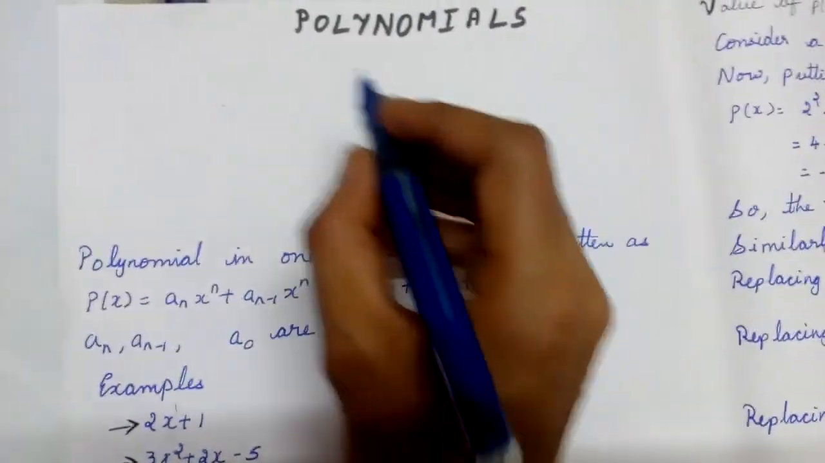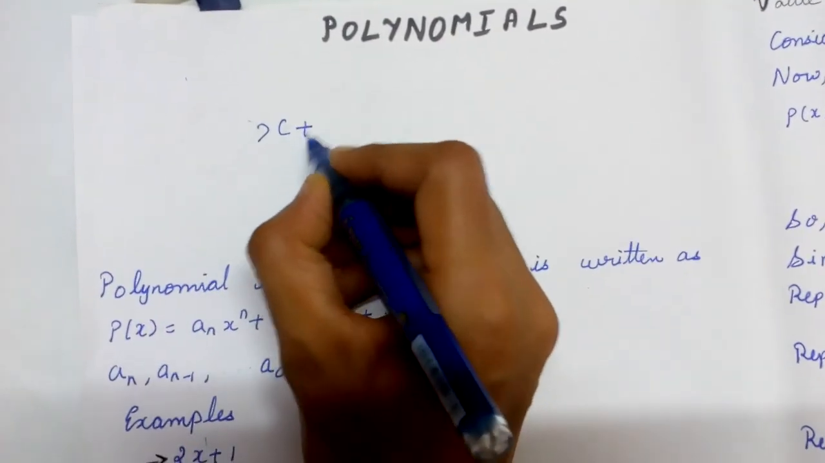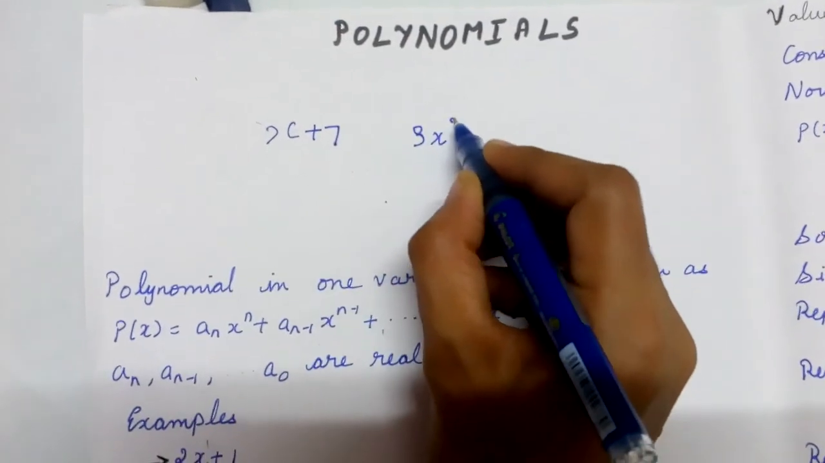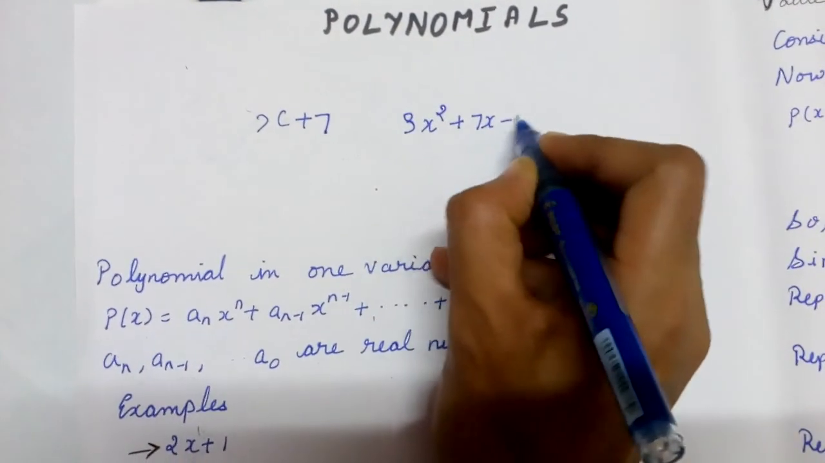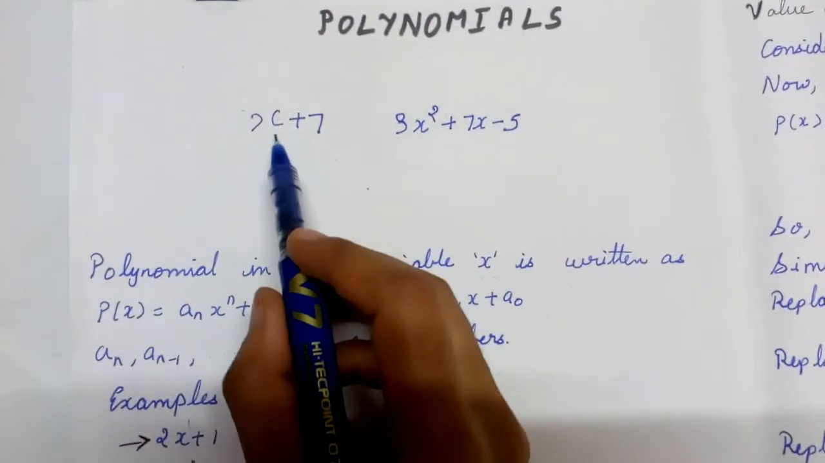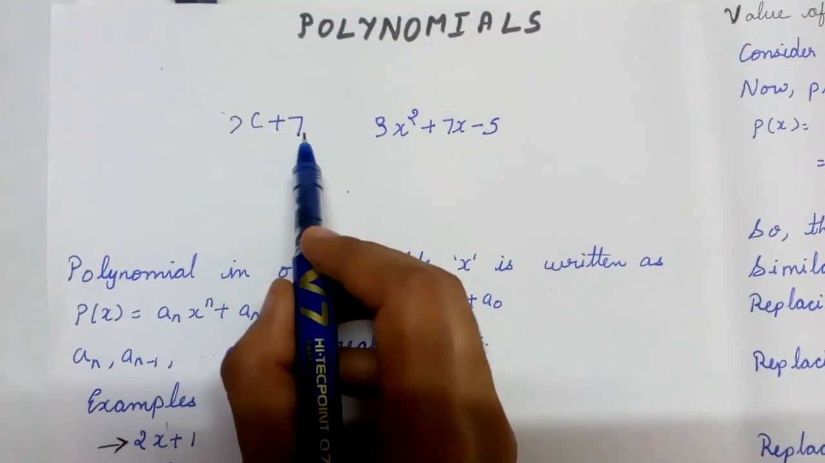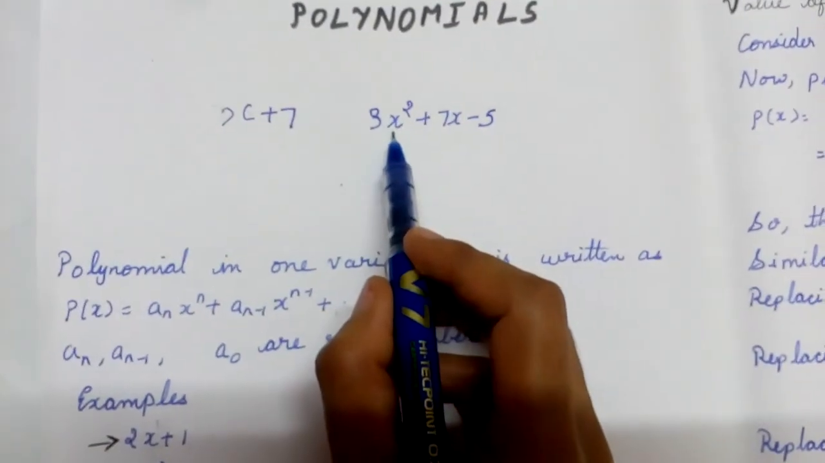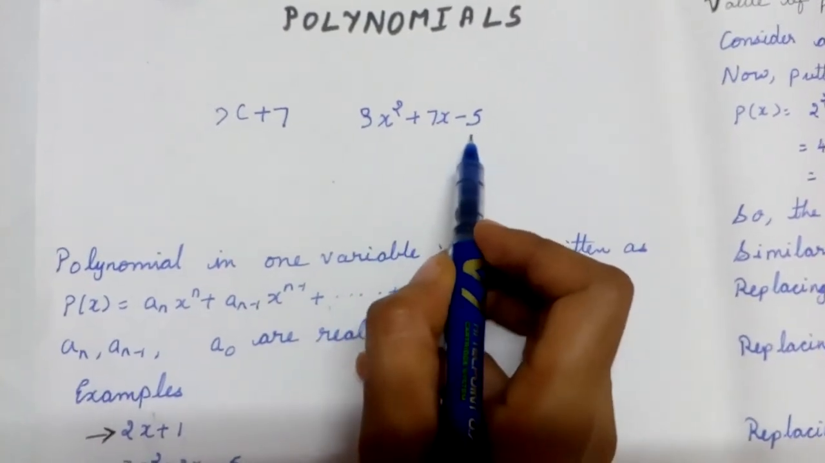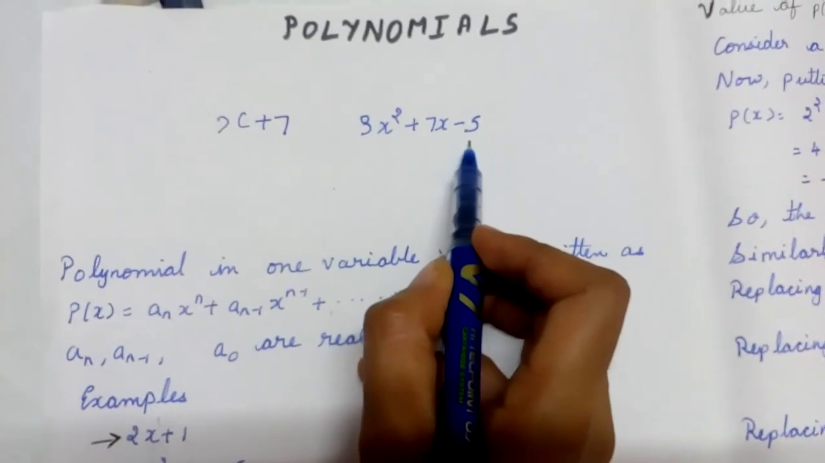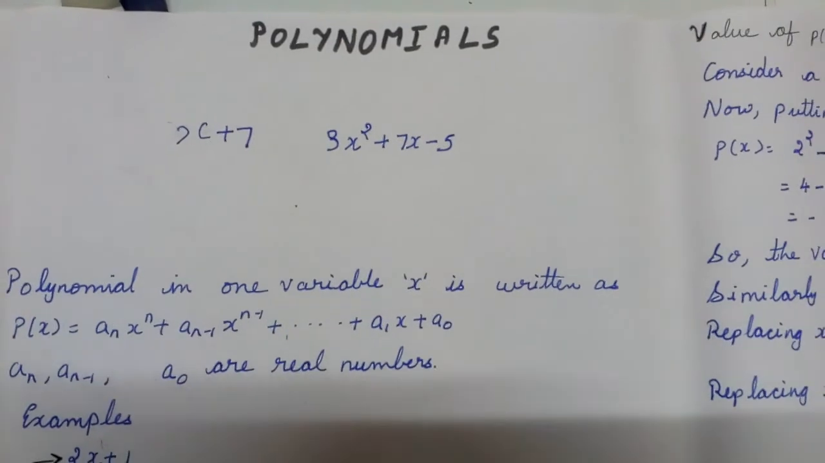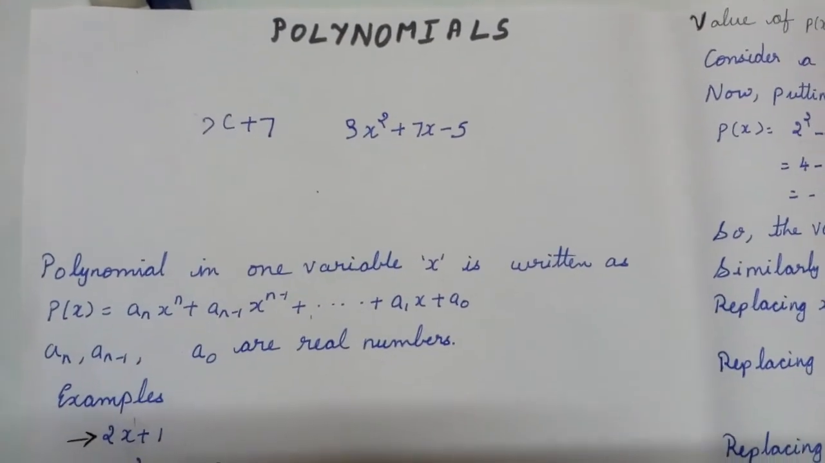For example, you know x plus 7 is an algebraic expression. 3x square plus 7x minus 5 is also an algebraic expression. Now, here x is one term and 7 is another term. When you consider this algebraic expression, 3x square is a term, 7x is a term and minus 5 is another term.